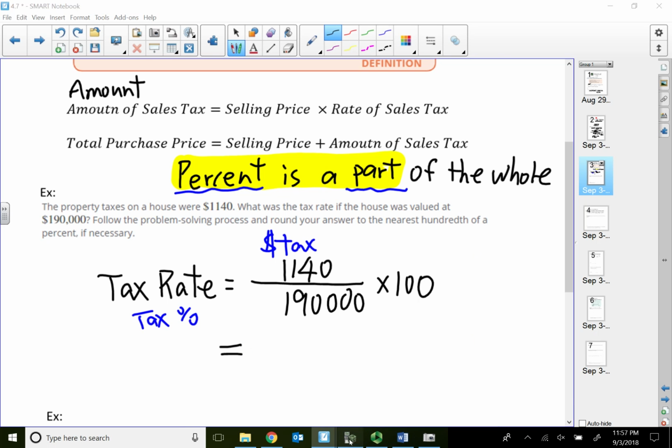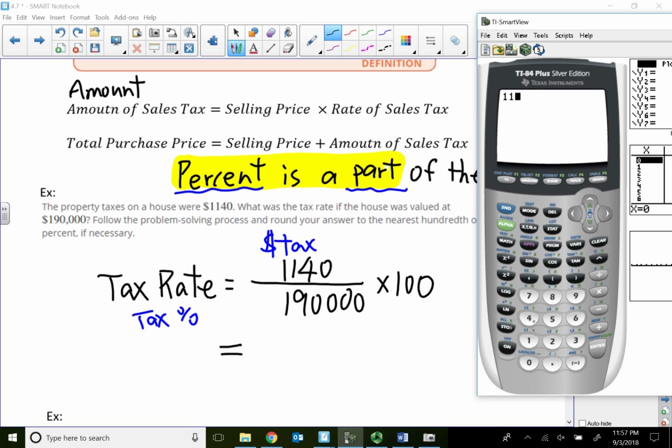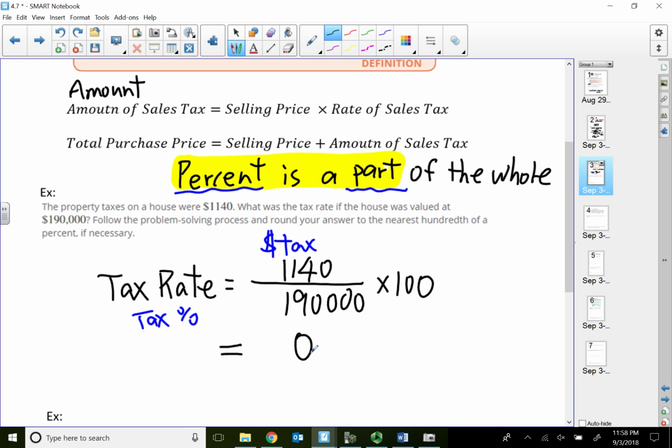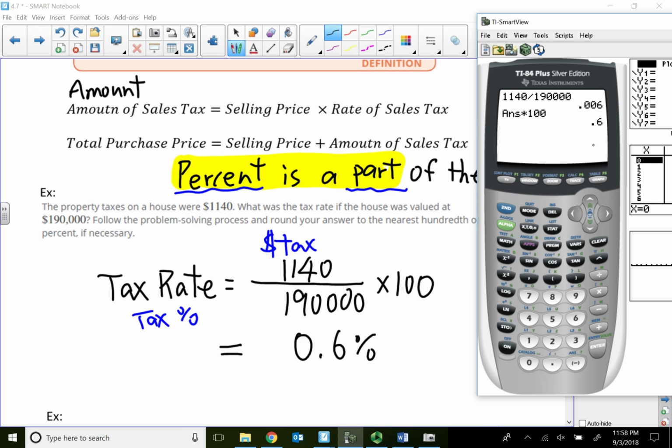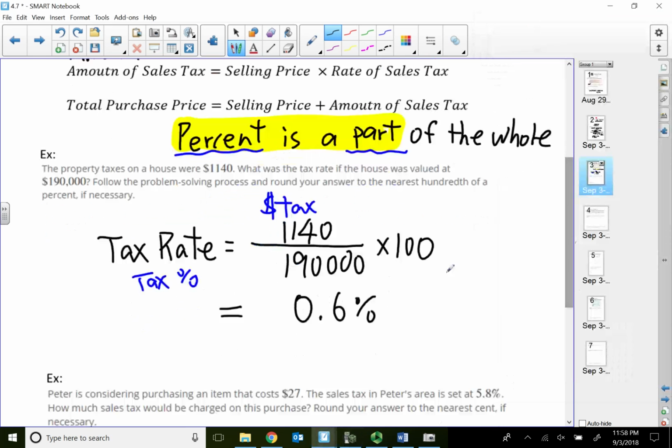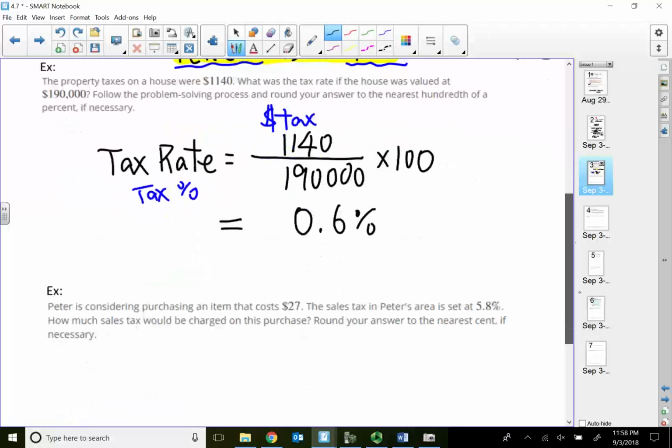Round to the nearest hundredth, so let's take a look. 1140 divided by 190,000, times 100, so that will be 0.6%. That's the tax rate. Make sure we're typing it right. Yep, 0.006 is 0.6%. So this particular problem is asking for the percentage for the sales tax.